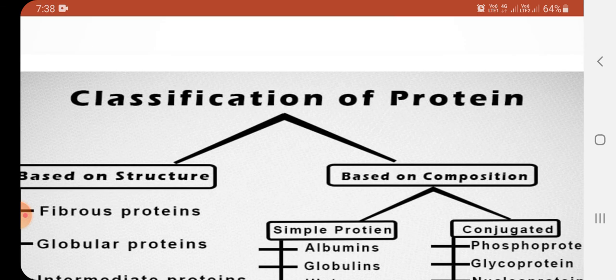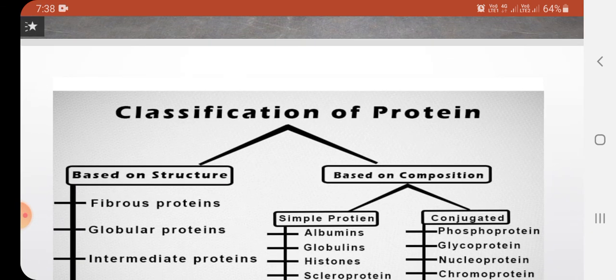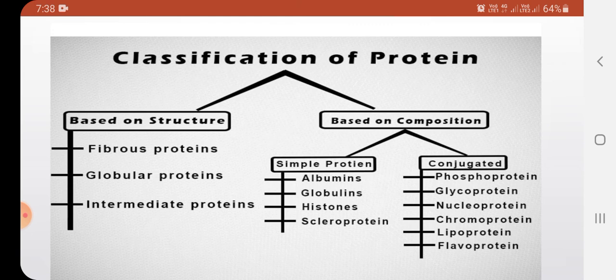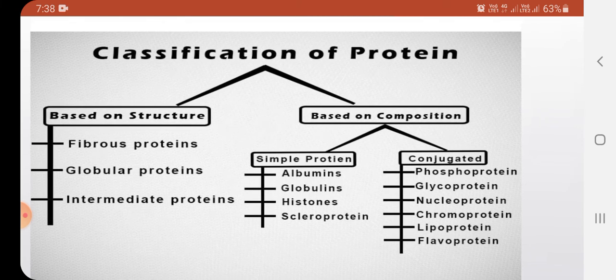The next point is the classification of the proteins as given in this hierarchy, based on structure and based on composition. Based on structure, the proteins are of three types: first is fibrous proteins, globular proteins, and intermediate proteins. Based on composition, simple proteins and conjugated proteins. The simple proteins may be albumin, globulin, histones, scleroproteins, and conjugated proteins: phosphoproteins, glycoproteins, nucleoproteins, chromoproteins, lipoproteins, and flavoproteins.